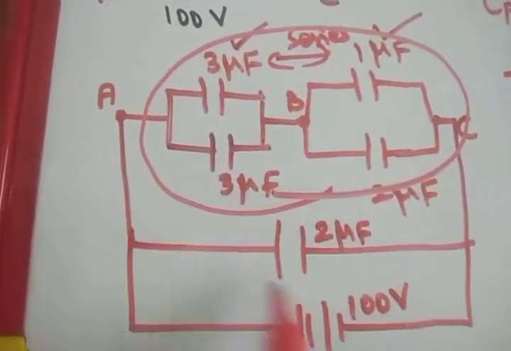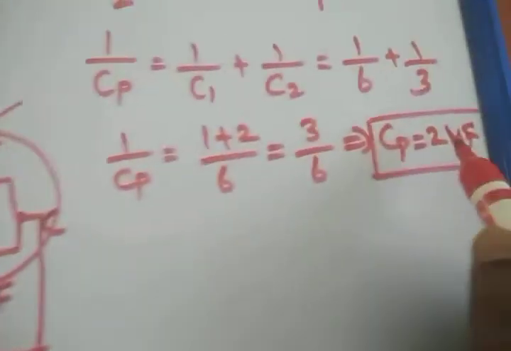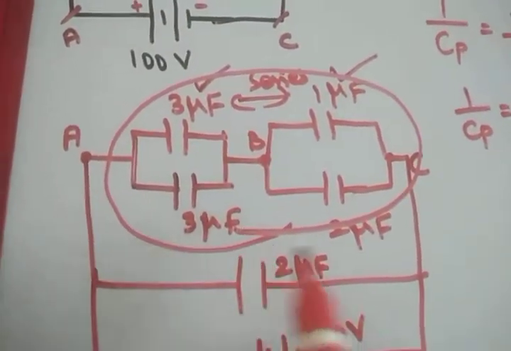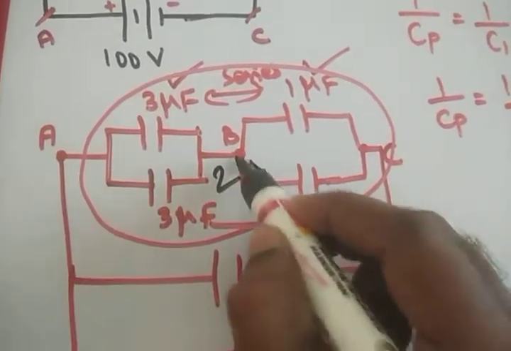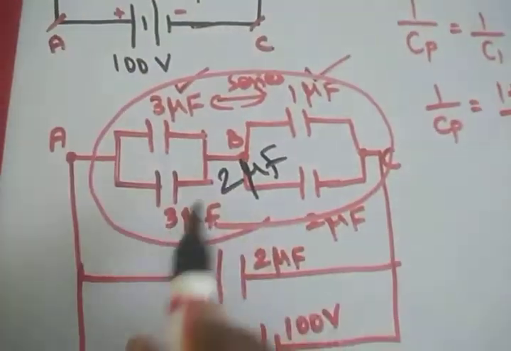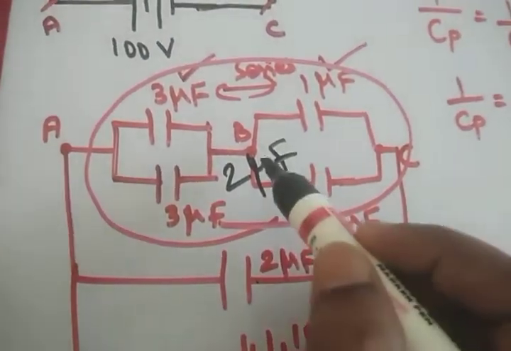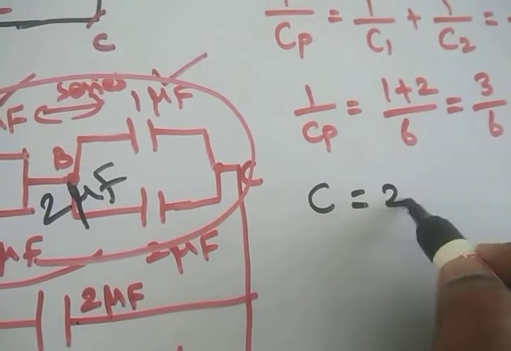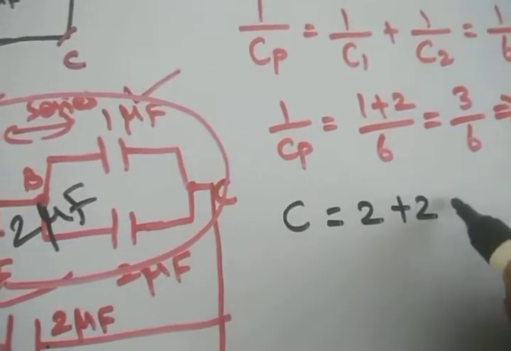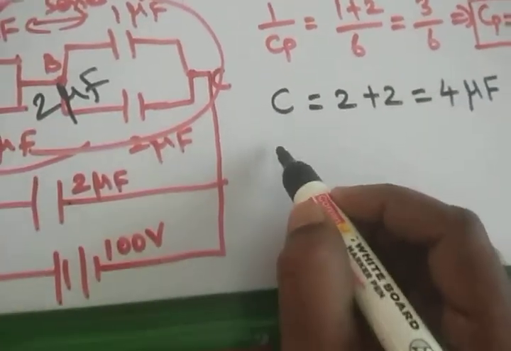Again we have a 2 microfarad. These two are in parallel. So 2 microfarad is the effective capacitance of this part of the circuit. Again this capacitor and this capacitor are in parallel. So we can write the total capacitance C equal to 2 microfarad plus 2 microfarad, which is equal to 4 microfarad. Then it is easy for us.